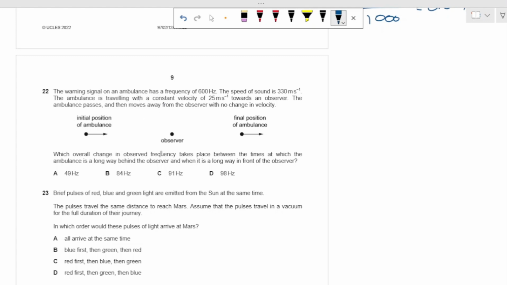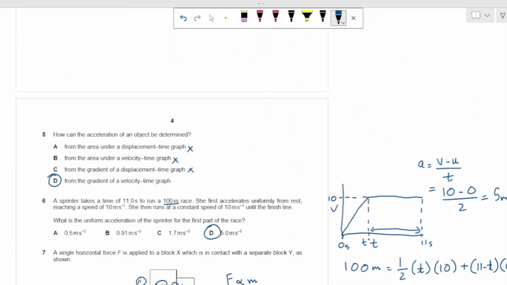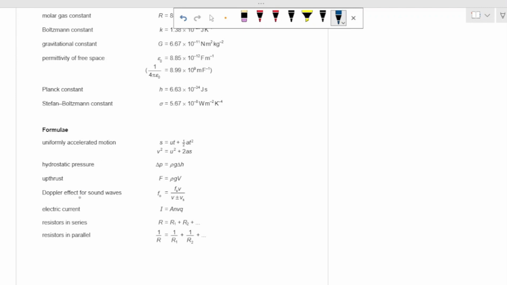Alright, so they are basically asking us for the overall change between the frequency at this point and the frequency at this point. This question will use the Doppler equation, and if you do not know what the Doppler equation is, you can refer back to the very first page. And over here, you're going to find the formula for the Doppler effect, which is f observed frequency is equal to fs, which is the frequency of the source, into the velocity of the waves in the medium over the velocity of the waves in the medium plus or minus the velocity of the source itself.